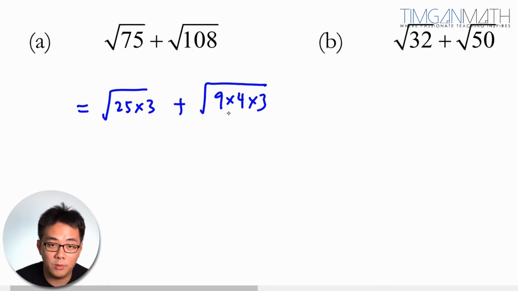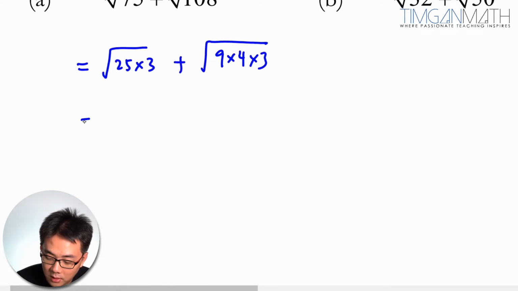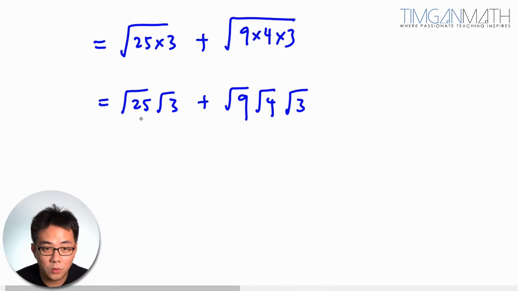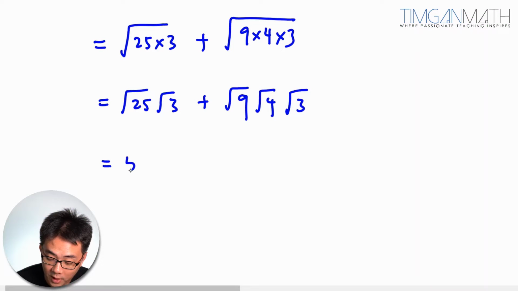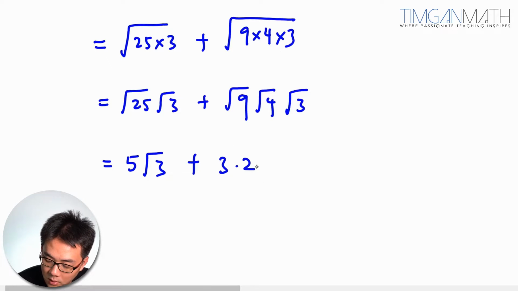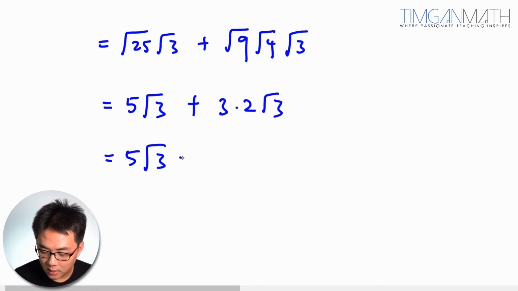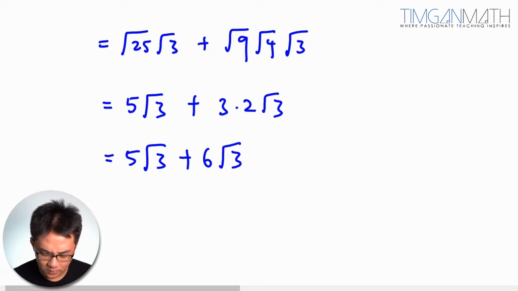Just remember that these are all perfect squares. So basically now this is root 25 root 3, plus root 9 root 4 root 3. Root 25 will be 5 root 3. This will be plus 3 times 2, times root 3, so this will be 6. 5 root 3 plus 6 root 3.